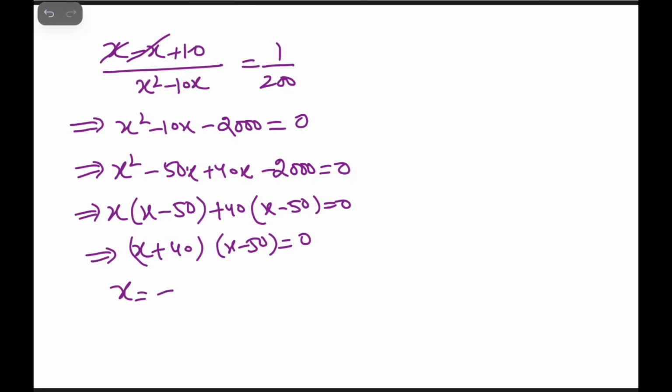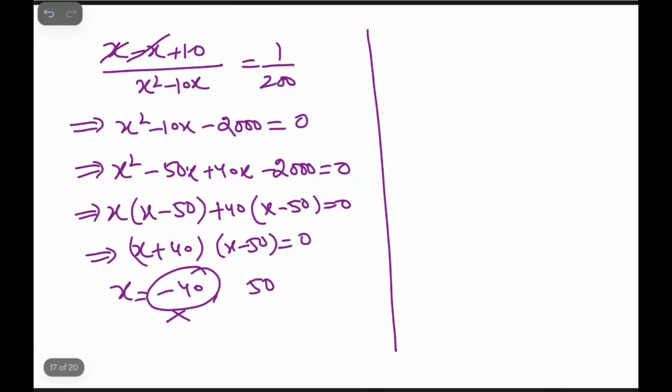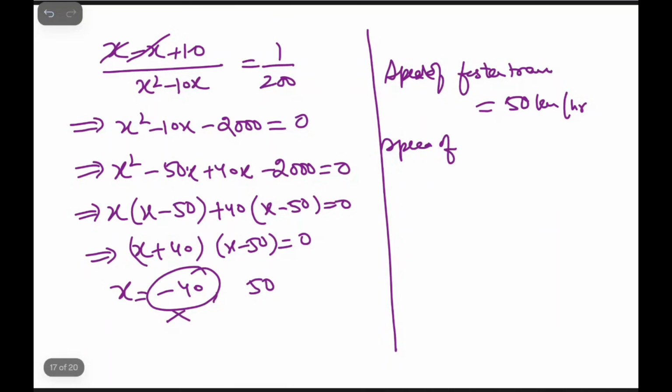Now we get the value of x equal to minus 40 and 50. This value is rejected as speed cannot be negative. So we get the value of x as 50. So the speed of the faster train will be equal to 50 km per hour, and the speed of the slower train will be equal to 50 minus 10, that is 40 km per hour.